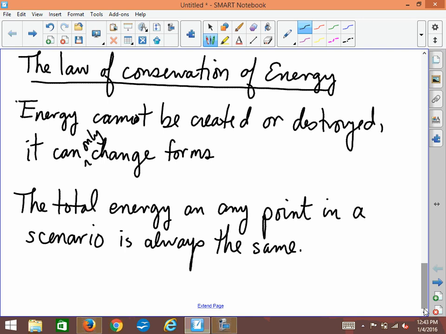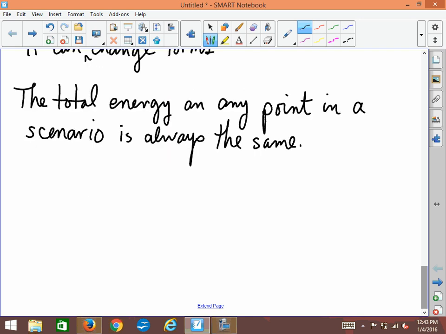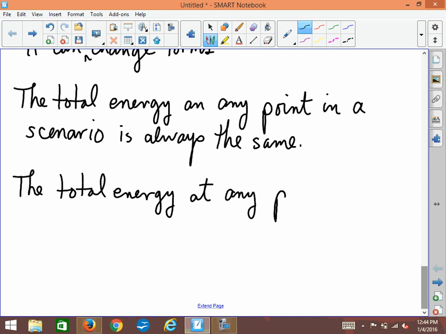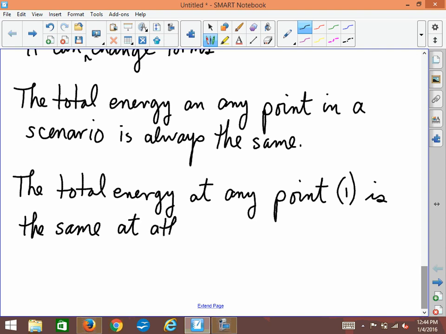Okay? Another way of putting it is that the total energy, and this is how I'll tend to use it the most, the total energy at any point, call it point number 1, is the same as the total energy at any other point. So it's the same at any other point. So that could be point number 2, or point number 3, or however many points you want. Total energy is always the same.